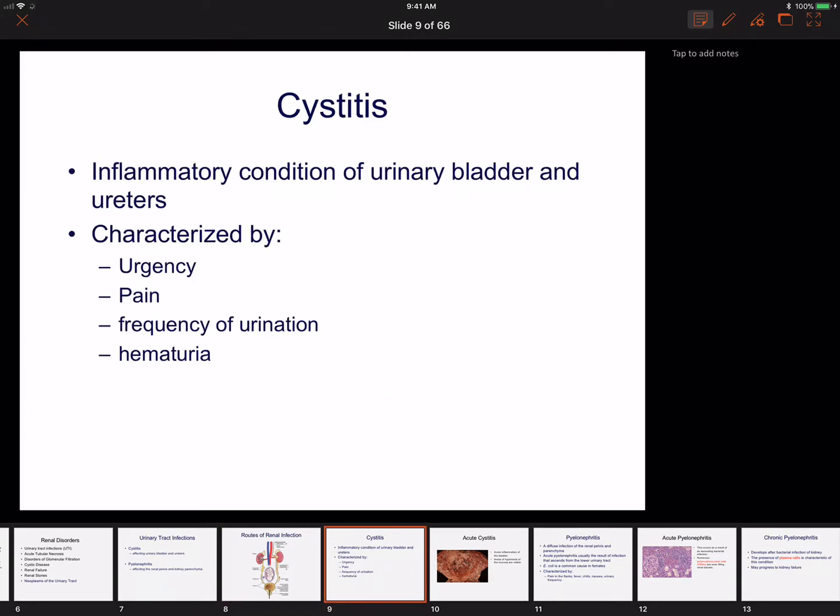Now, the term cystitis refers to infection and subsequent inflammation that affects the urinary bladder and the ureters. Patients with cystitis complain of a sense of urgency. They may develop pain. There's increased frequency of urination, and sometimes, especially in advanced cases where there is damage to the cells, we may see bleeding in the urine. We call that hematuria.